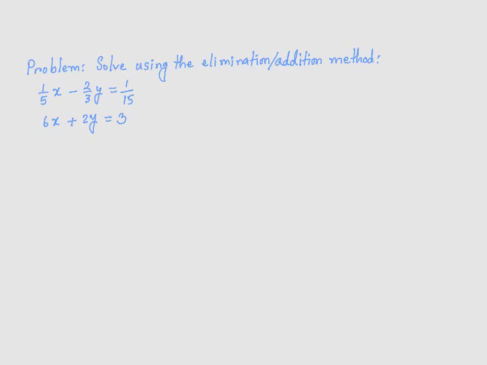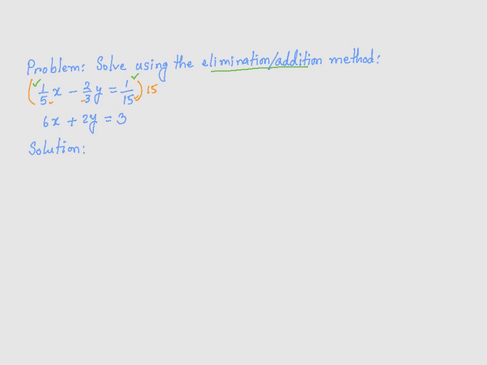In this video, I am going to solve this system of linear equations using the addition/elimination method. Before I solve the system, I am going to take this first equation and simplify it. The way I am going to do so is just multiply both sides of this equation by 15 to get rid of all the denominators.